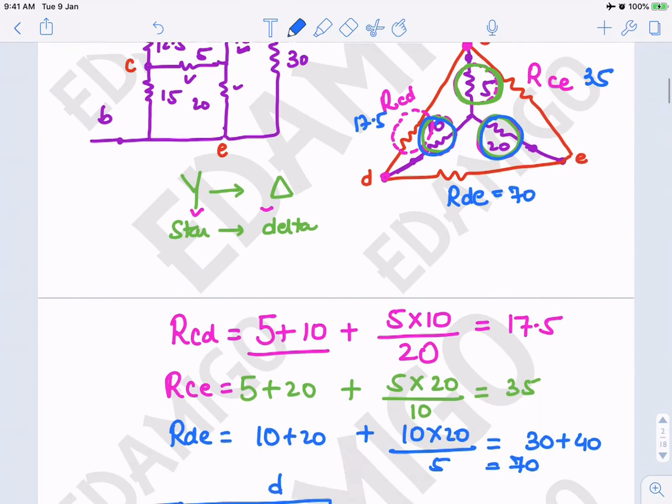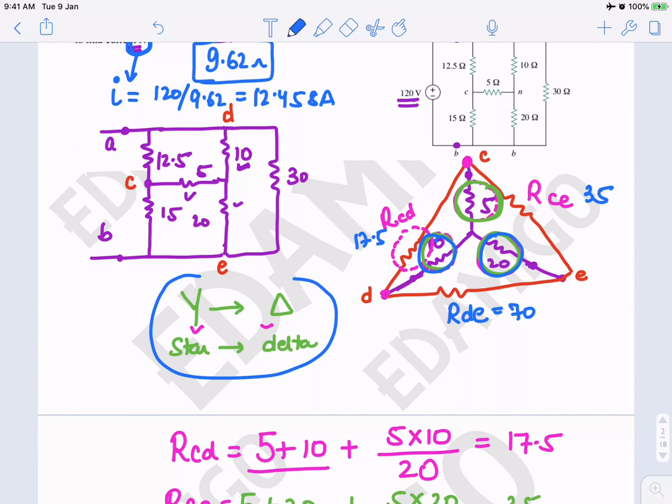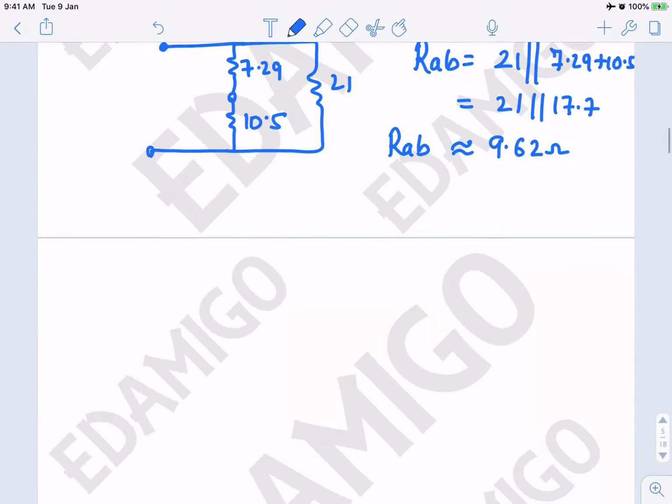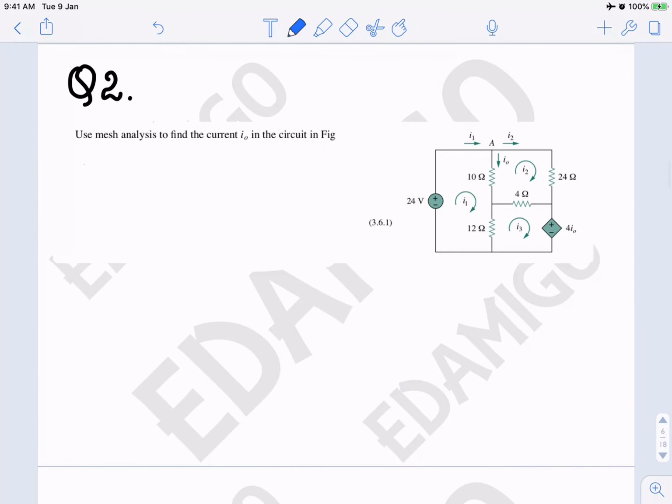I have tried to explain to you how to learn this formula, because many a time students forget this formula. So this is the method. Okay, now let's move on to the next question.